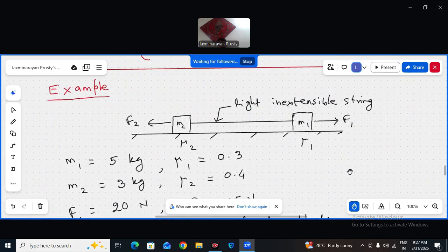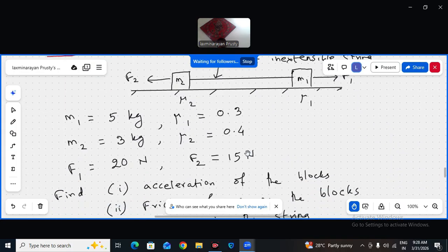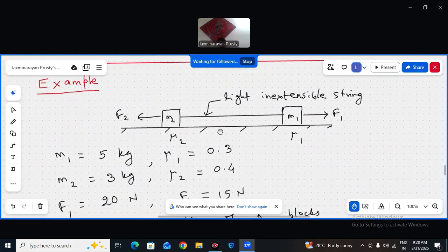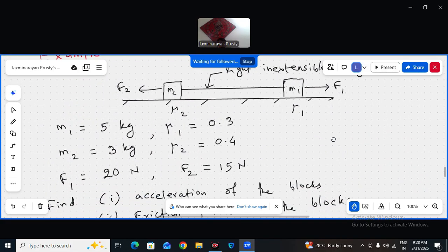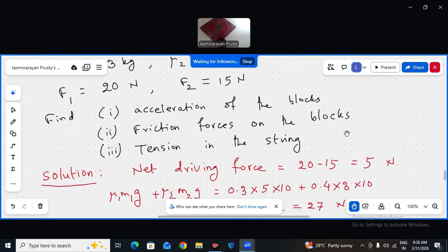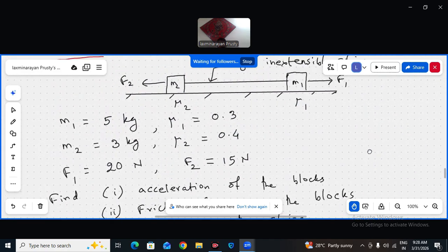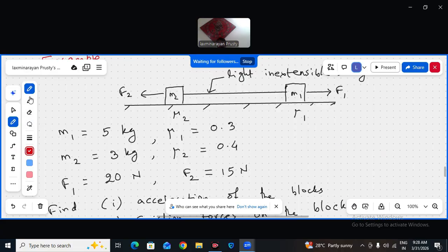Okay, will there be acceleration or not? First, the net driving force F1 minus F2 will be 20 minus 15, which is 5 Newton. But what is the total maximum friction force? That is mu1 m1g plus mu2 m2g. That comes out to be 0.3 into 5 into 10, plus 0.4 into 3 into 10. Take g as 10.